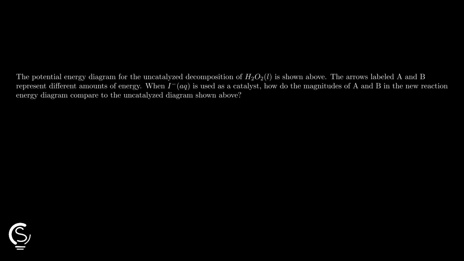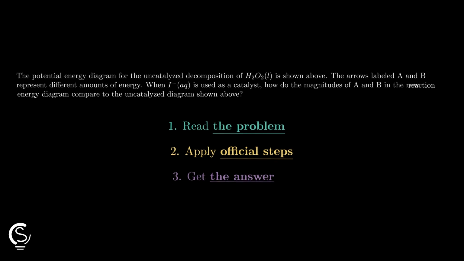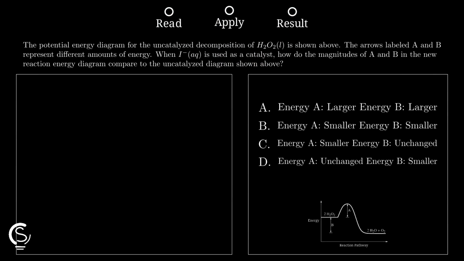Catalysts change reaction pathways. Let's analyze this energy diagram to see how arrows A and B shift when we add a specific chemical catalyst. Adding a catalyst provides an alternative reaction pathway with a much lower activation energy requirement. This means the peak of our energy curve drops significantly compared to the original uncatalyzed version.